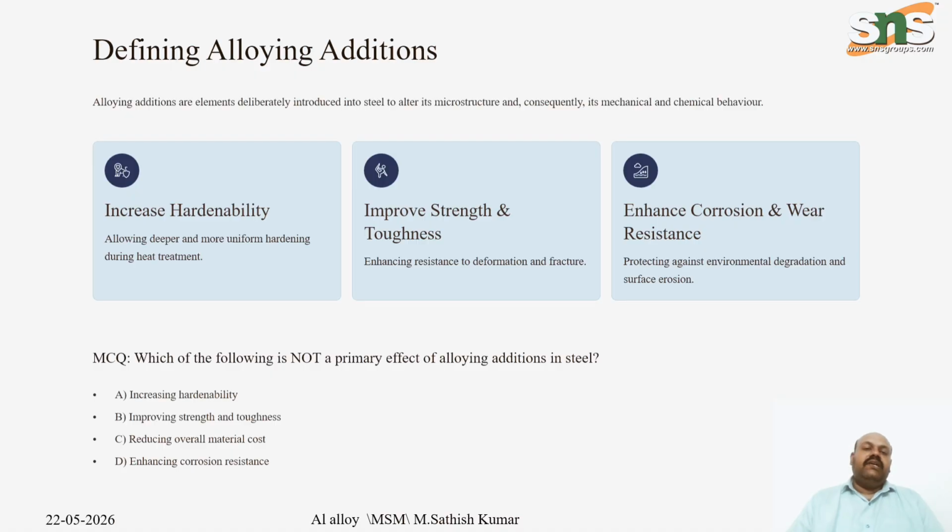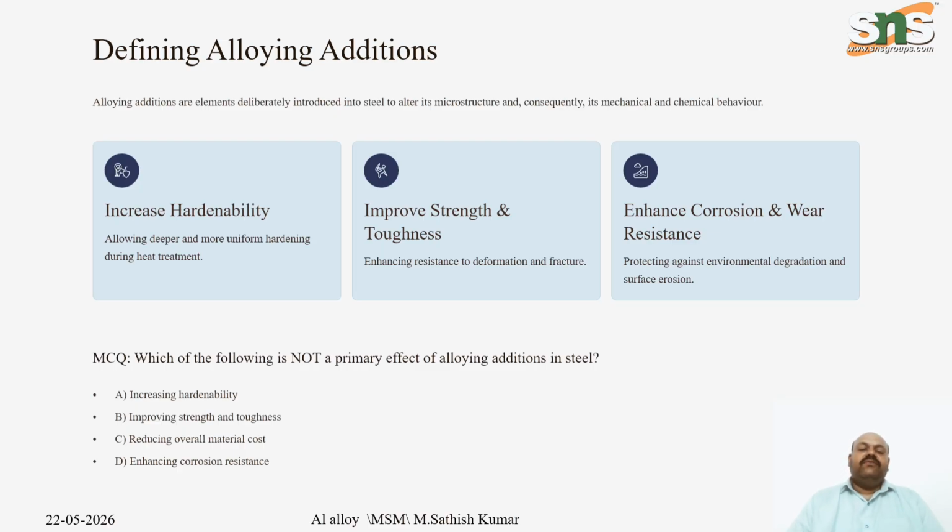And alloying additions or elements are deliberately introduced into the steel to alter its microstructure and consequently its mechanical and chemical behavior. So, increasing hardenability, improving strength and toughness, enhancing corrosion and wear resistance.